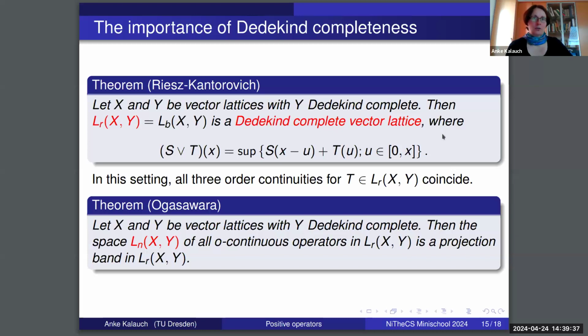And then the Riesz-Kantorovich theorem gives you a list of formulas for the supremum, the infimum, the modulus, the positive part, etc. I just give the formula for the supremum here, so that you get an impression of how they look. So here it's for positive elements. You split this order interval from 0 to x, and you take an element from there, and then you split, sum up over all the splittings and take the supremum. So there are formulas like this for all the other vector lattice operations of operators.